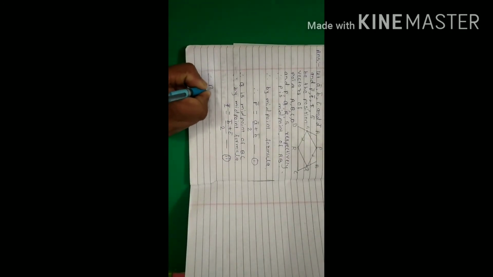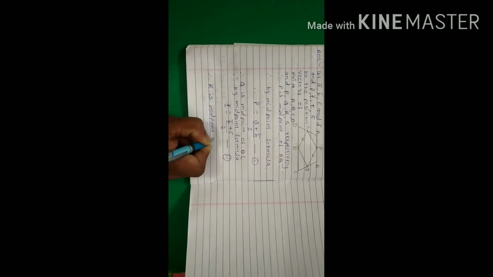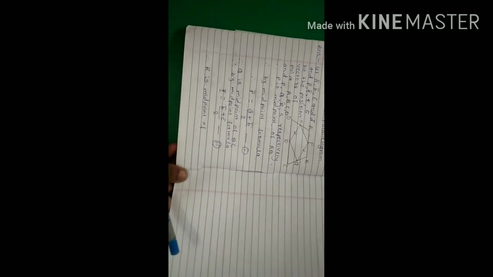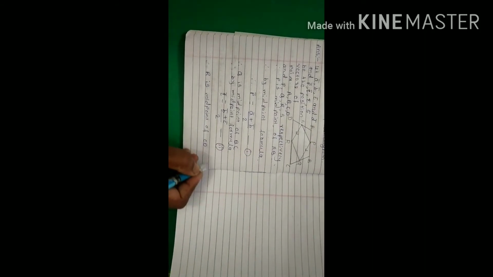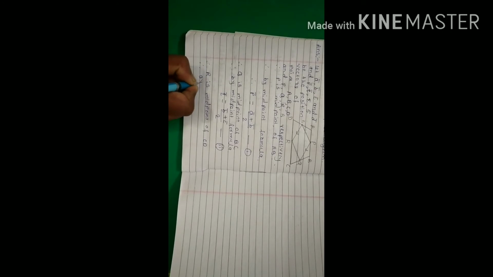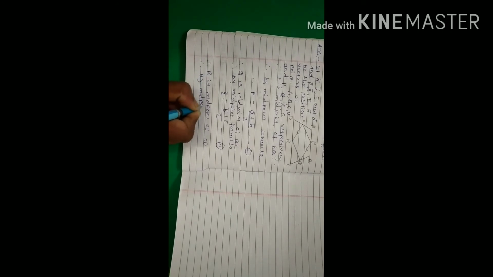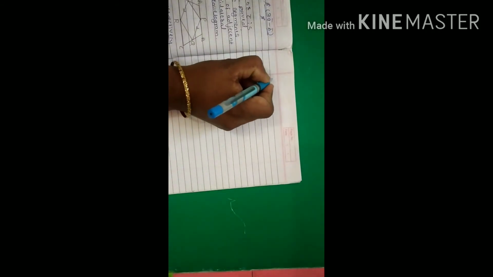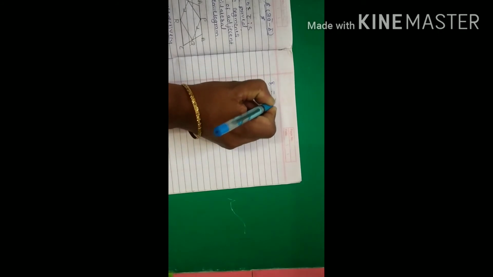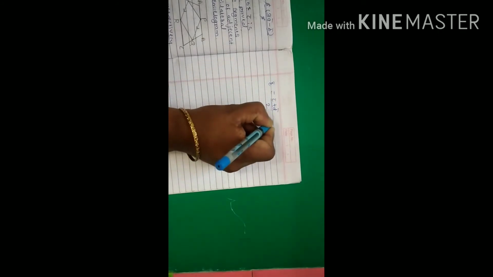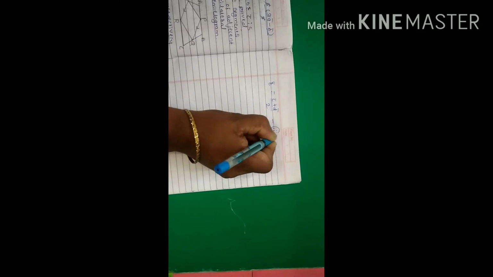Then point R is midpoint of line segment CD. Therefore, by midpoint formula, that is value of R bar is equal to C bar plus D bar divided by 2. We will give equation number 3.